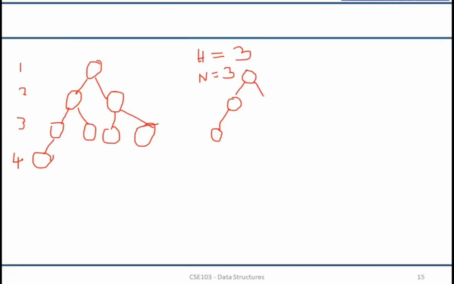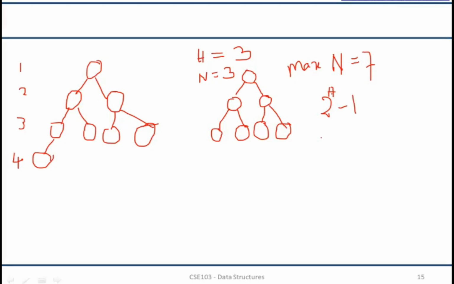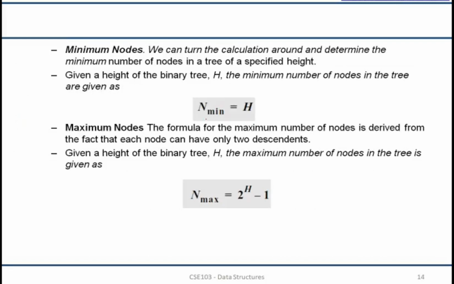So we can insert, h is given as 3, and the maximum n we can store is 7. It is 2 power h minus 1, that is 2 power 3 minus 1. So in total 7 nodes we inserted in the binary tree with height 3. This is how we can calculate n min and n max.